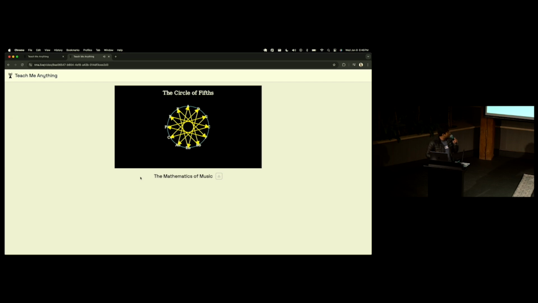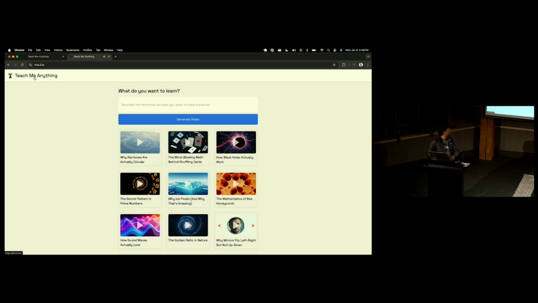This is something I did not know. That's pretty cool. Moving clockwise around the circle, each note is a perfect fifth away from the previous one. This helps musicians understand key relationships and modulation.